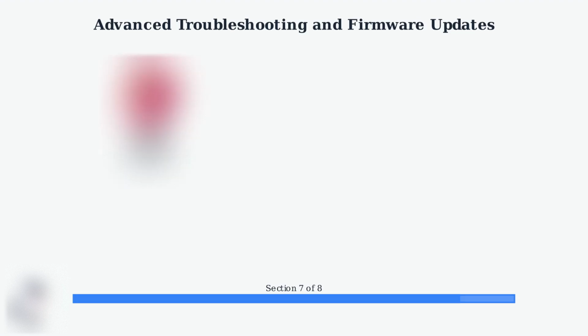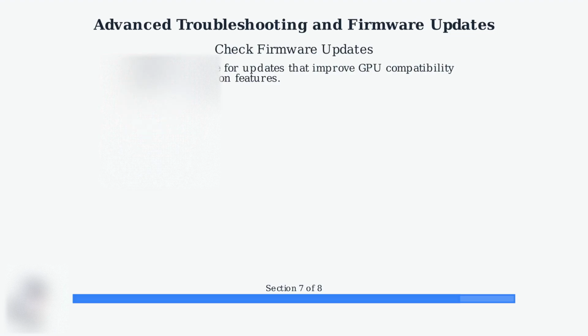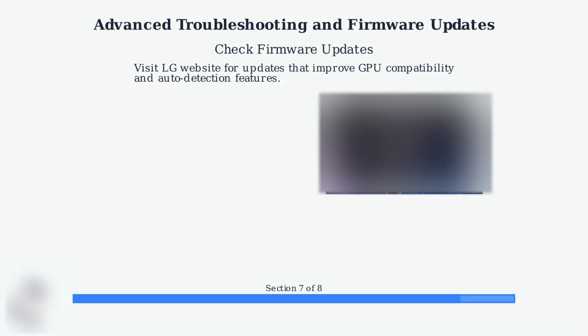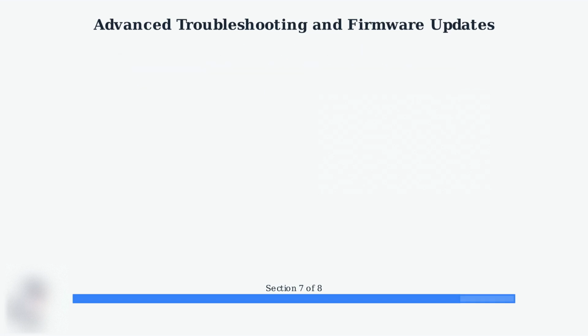If basic troubleshooting steps haven't resolved the no signal issue on your LG gaming monitor, move to advanced options. First, check for firmware updates on the LG website. LG releases firmware updates that address compatibility issues with GPUs and add features like auto detection for input sources. The image shows the back of an LG monitor with ports and update instructions.